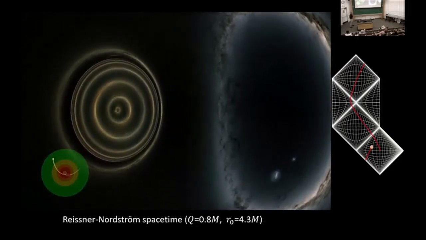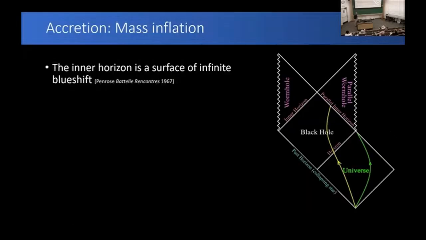So this is a pretty neat animation, but I want to show you just once again that something weird happened at the inner horizon. If you notice, there were some flashes, there was some weird stuff. So let's analyze that. And the really weird thing that happened, which leads us into our discussion of accretion, is something that Roger Penrose was the first to point out back in the 60s, which is that the inner horizon is a surface of infinite blue shift. He pointed this out in this work, which is not on the internet, but it is in the library at the top of the Gamma Tower.